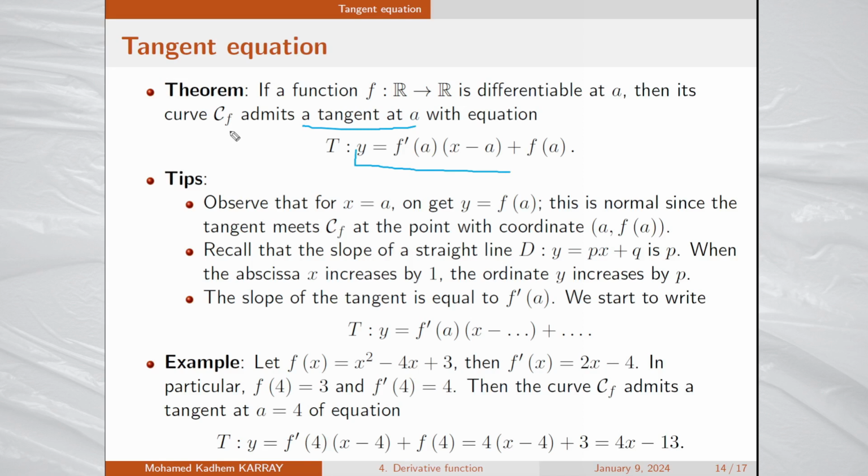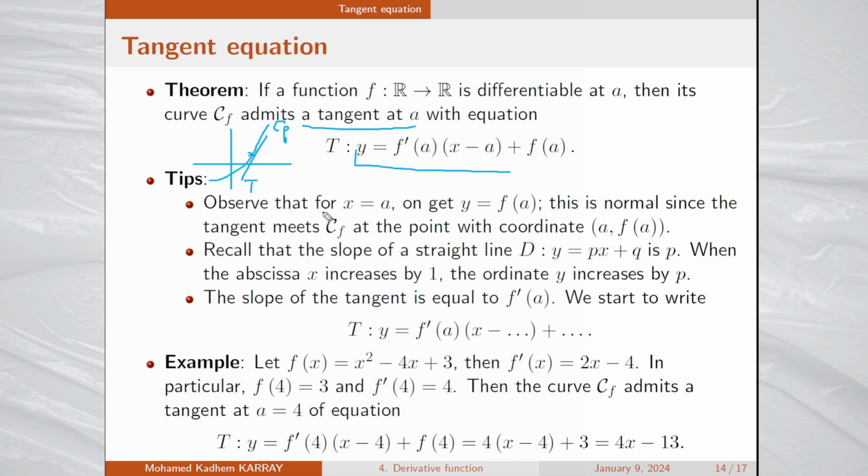Okay, so let's make a figure. This is the curve of the function f, C of f. And I consider some point here, and I give here the equation of the tangent line T at this point a. So it is given by f prime of a multiplied by x minus a, plus f of a.